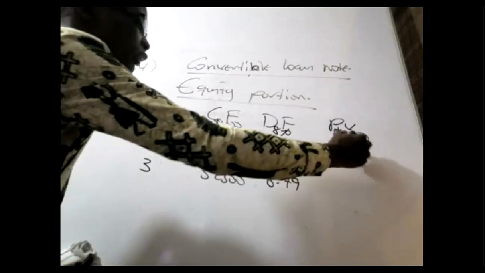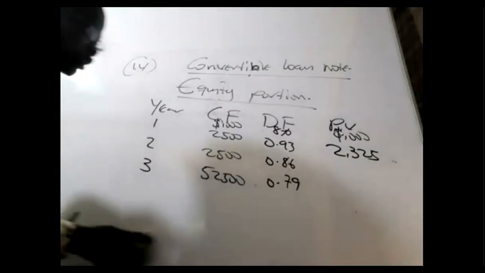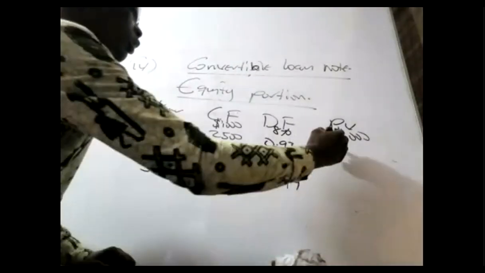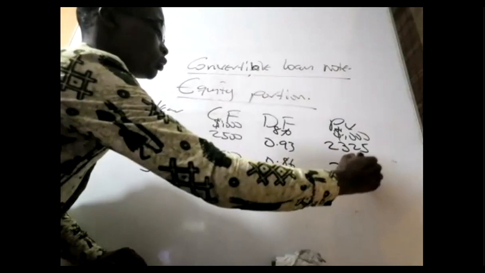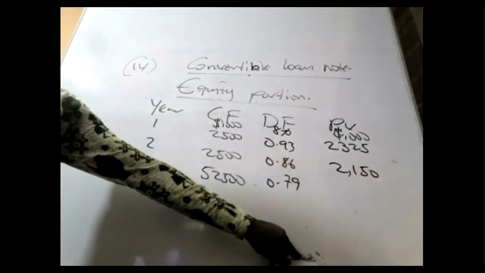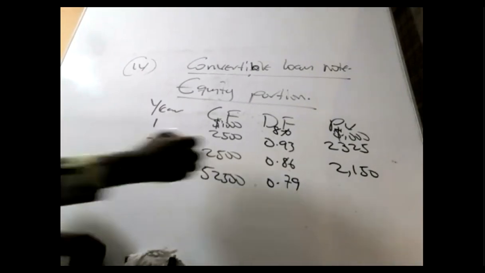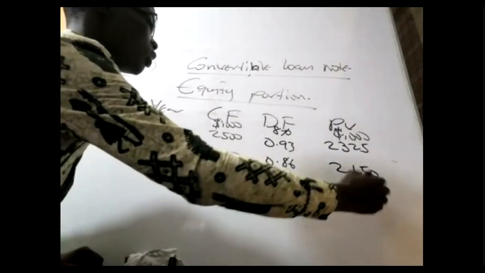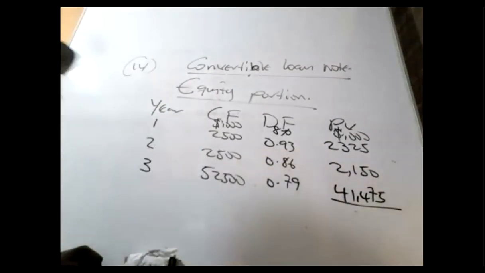So 2,325. Good. Let me do it well. So 2,325. What about the second year? 2,150. Then finally, last year, we get something like 41,475. 41,475.